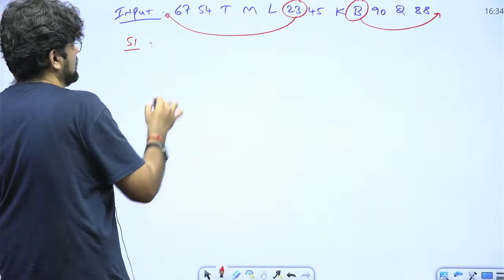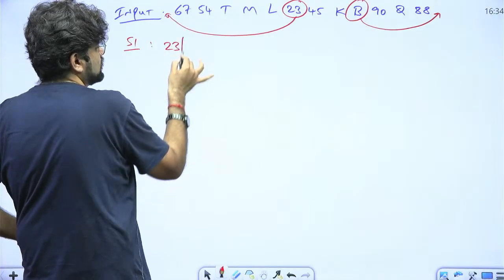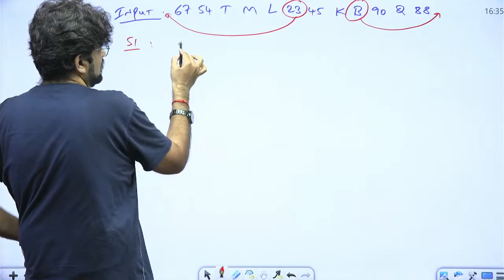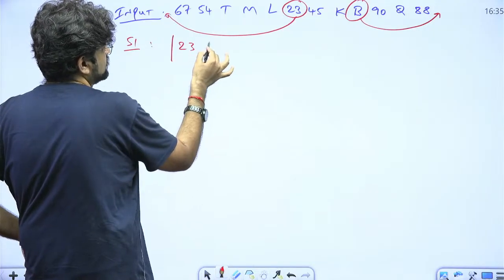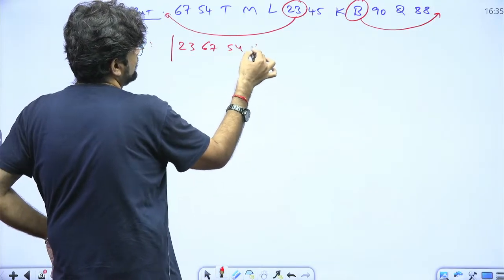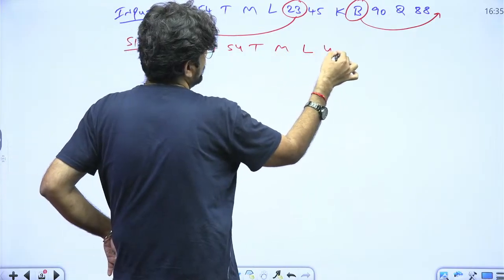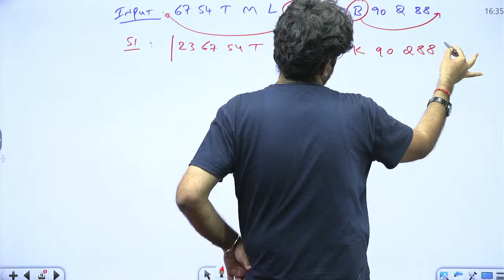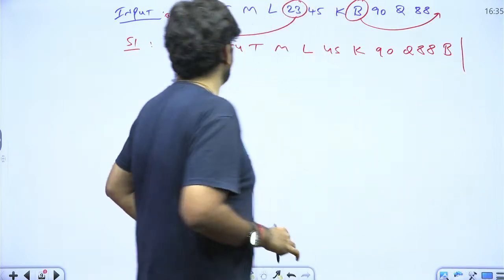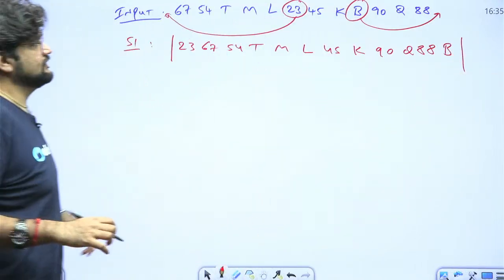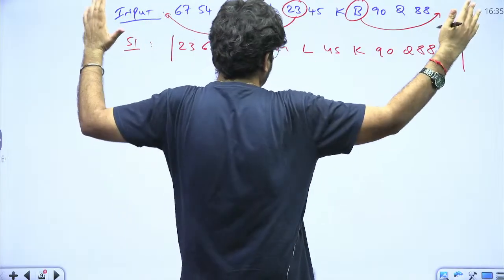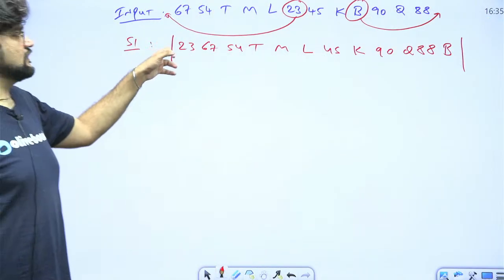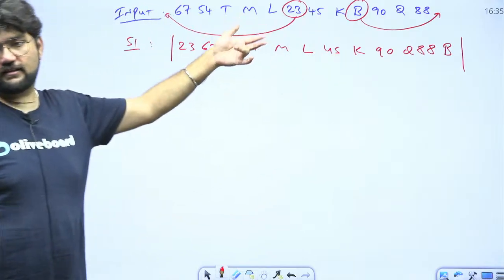So what is happening? 23 will come here and is going to push the rest of them behind. So this is 67, 54, T, M, L, 45, K, 90, Q, 88 and B, and there's a pushback. So what this kind of pushback means is that these movements are happening at the corners and they are pushing the rest of them together. They are squeezing the rest of them together. Now these lines here will make sure that you know where to add your next element.